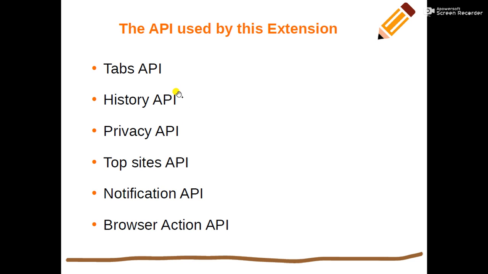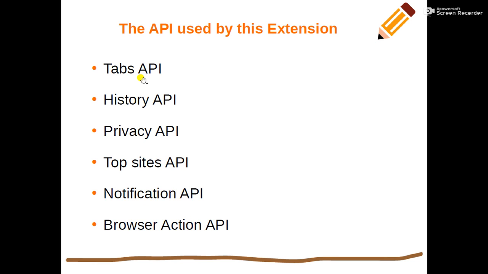So here comes how the development took place. This was developed on Chromium based APIs, and the basic APIs used are the tabs API, history API, privacy API, top sites API, notification API, and browser action. I will go through all these APIs one by one.